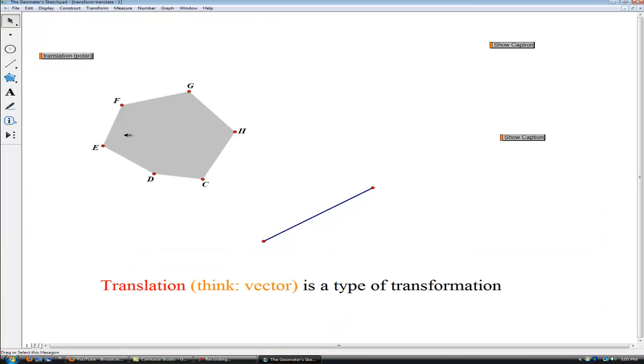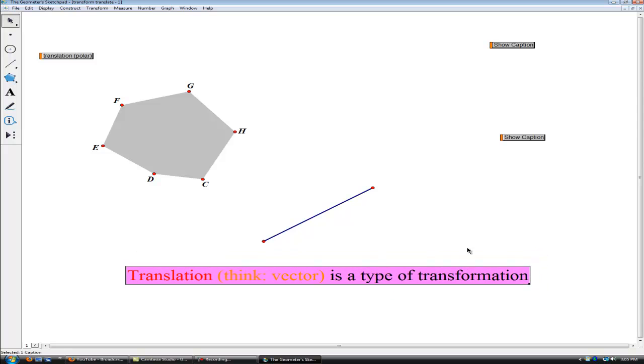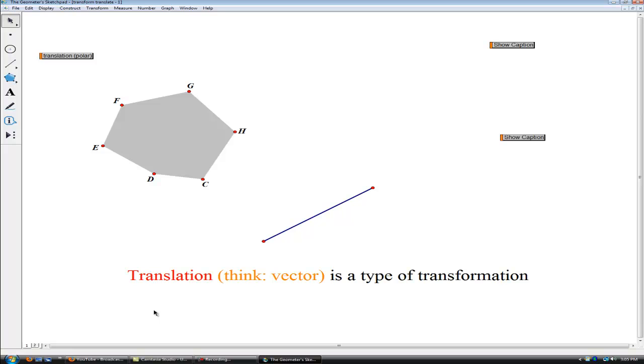In this geometry video, we have a third type of transformation, the translation. First was reflection, where we reflected across a line or an axis. Second was rotation, where we took the pre-image and rotated it around a point of rotation.